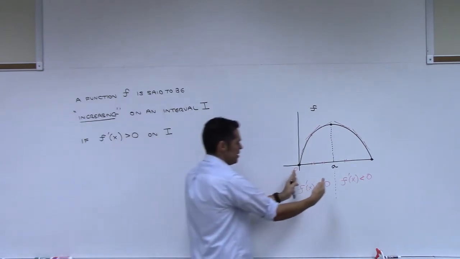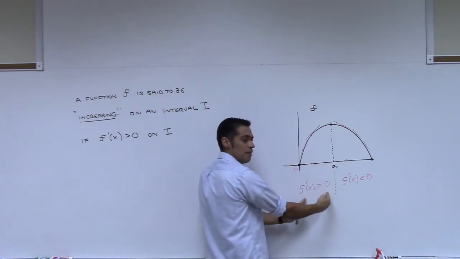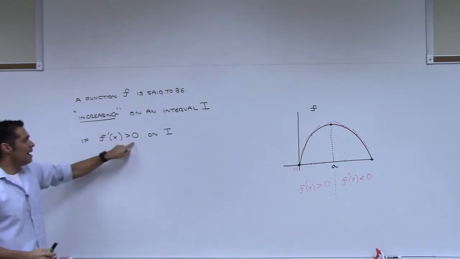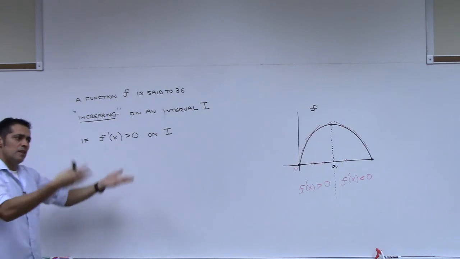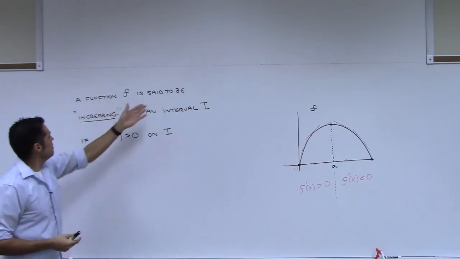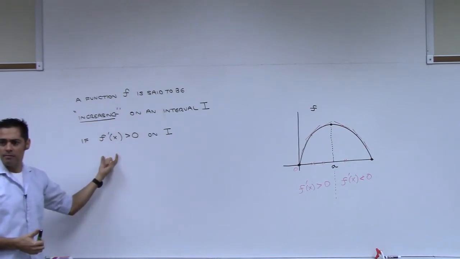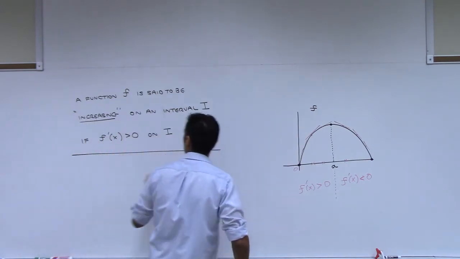Here the interval is between 0 and a. That's our interval. We're increasing here because our derivative is positive here. So as long as your derivative is positive, we will be going up. And then decreasing would be the opposite of this, right? A function f is said to be decreasing on an interval I if the derivative is negative on I, less than 0. So we'll do that one below.